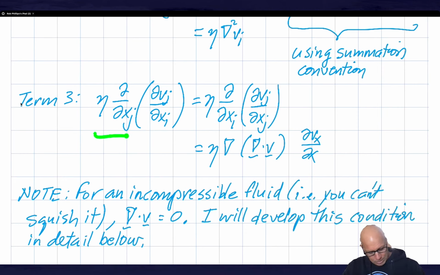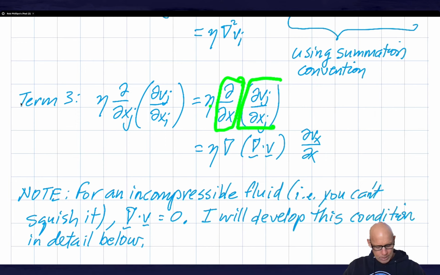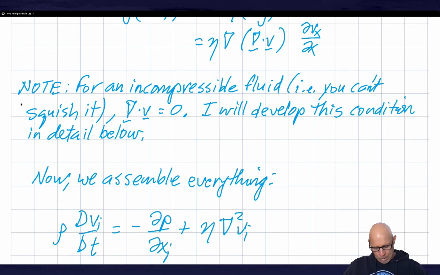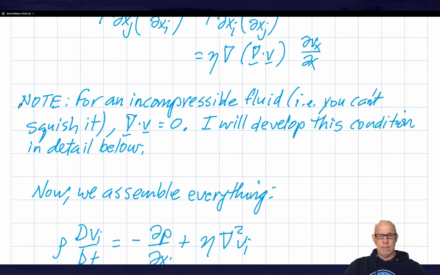And then the last term is this one. That one's interesting because I can switch the order of the j and the x derivatives, and what I'm left with is eta d by dxi of dvj by dxj. This thing is the divergence of the velocity. I will probably do something on this in upcoming vignettes, but for the moment, all I really want to say about that is that for an incompressible fluid, one that you can't really squeeze, the divergence of velocity is 0.